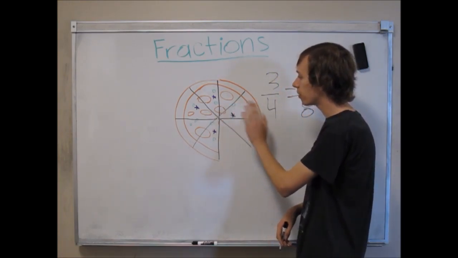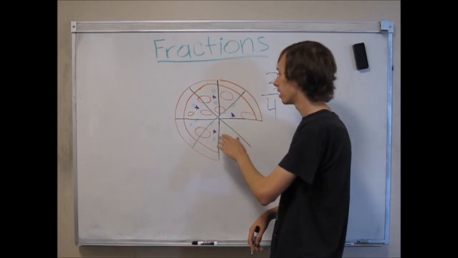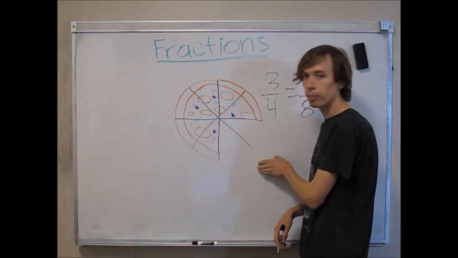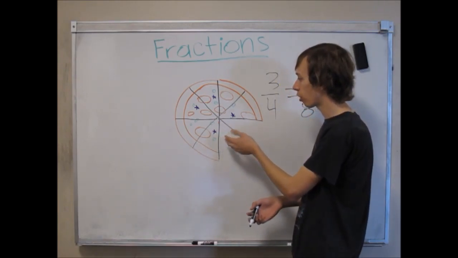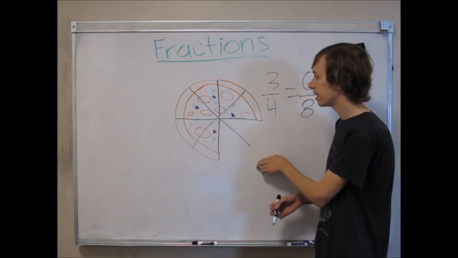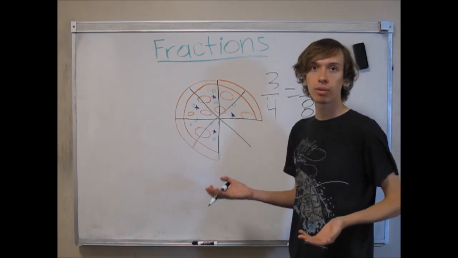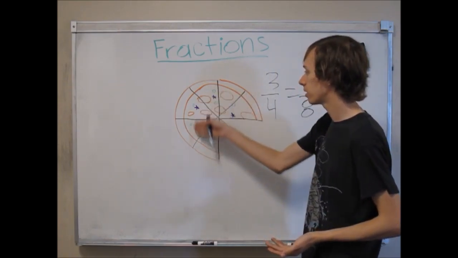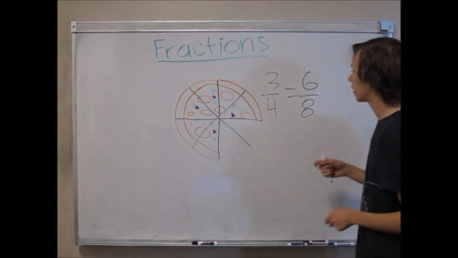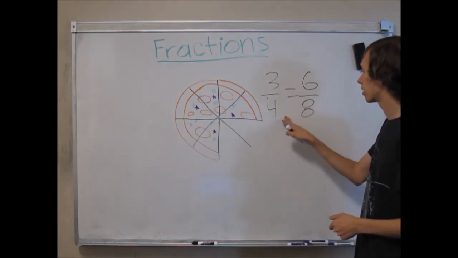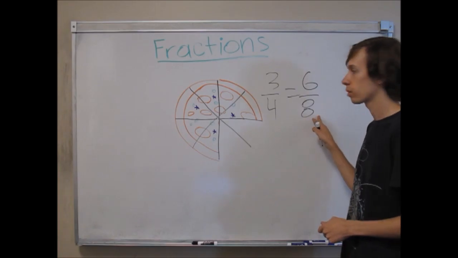So, turns out if you have an 8-piece pizza and you take away 2 pieces from it, you have 6/8 of a pizza. But as you can see from the drawing, 6/8 of a pizza is the same as 3/4 of the pizza, right? We have just as much pizza as we had before. We just cut it a few more times. And so that means that 3/4 is going to be equal to 6/8.